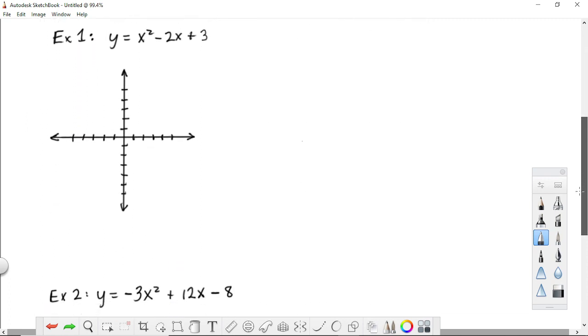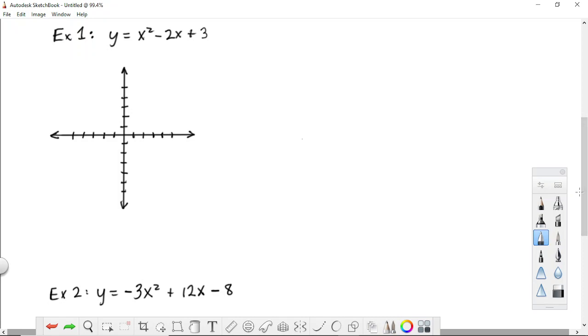So here's the first one. This is a function in standard form. The first thing we're going to do is find the vertex, and we start by finding the x-coordinate of the vertex. Remember, the formula is negative b over 2a. That's all there is to it. So we'll plug that in for this one. You have negative b, but b itself is negative 2, so negative of negative 2, over 2 times a. And a is the coefficient of x squared, which is 1.